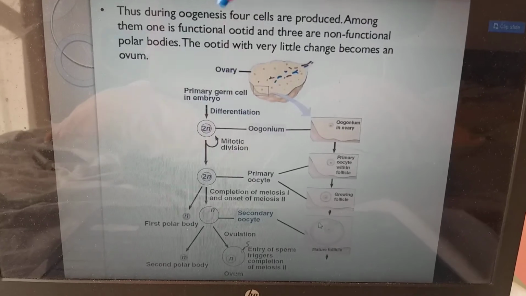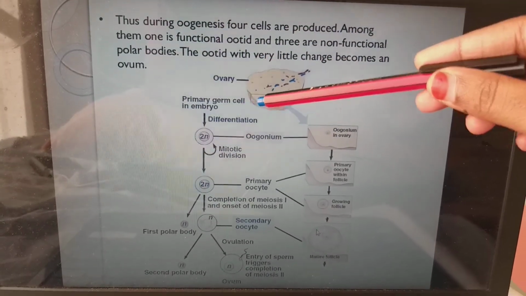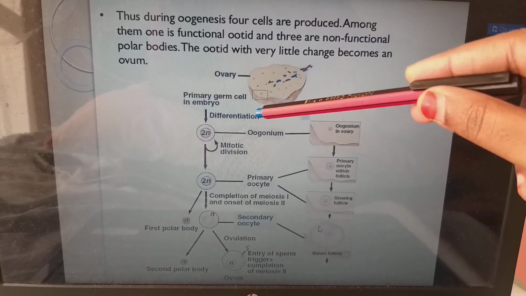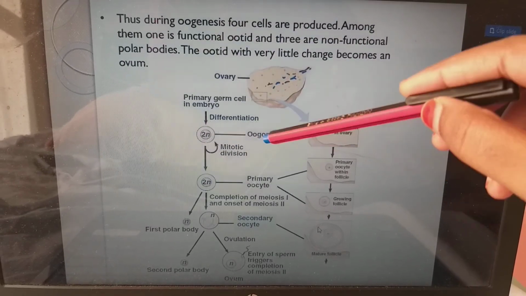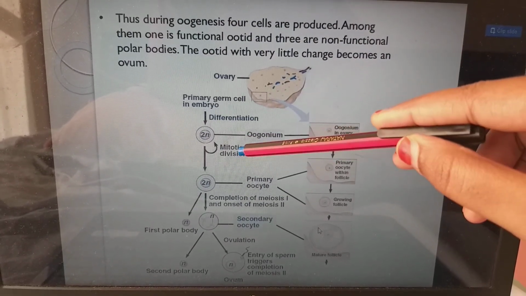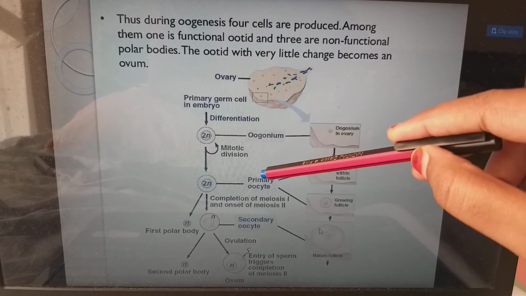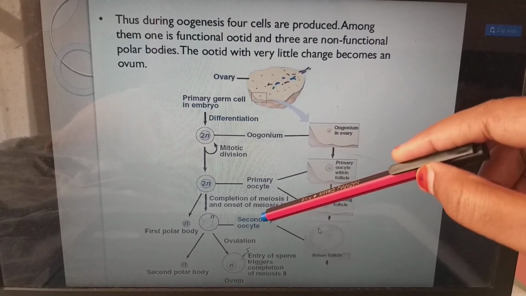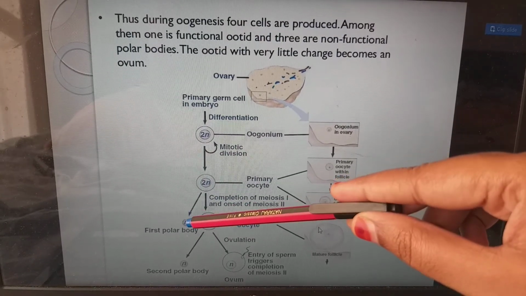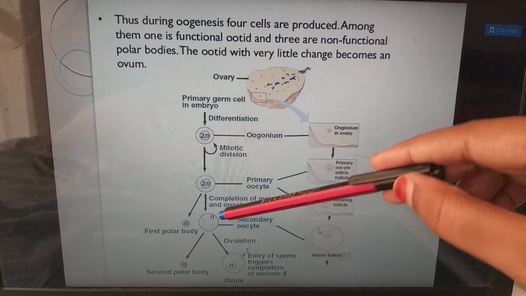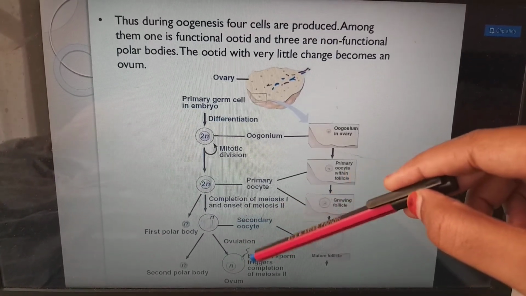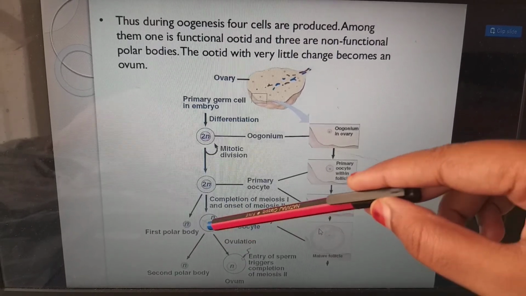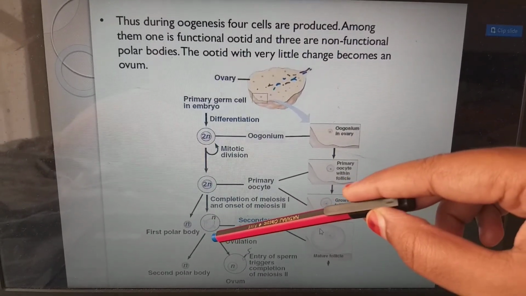So we have the ovary. In the ovary, we have the primary germ cell in the embryo, and later on differentiation, it develops into oogonium. Oogonium, by mitotic division, develops into the primary oocyte. Next, with completion of meiosis 1, it develops into the secondary oocyte and the first polar body. Now the secondary oocyte undergoes ovulation. Ovulation means nothing but the release of the secondary oocyte.